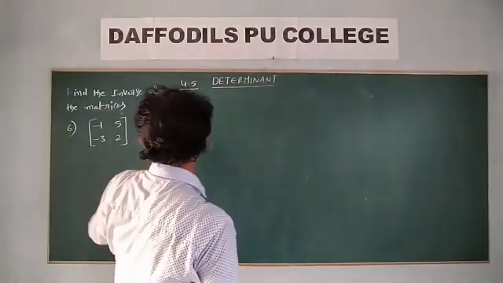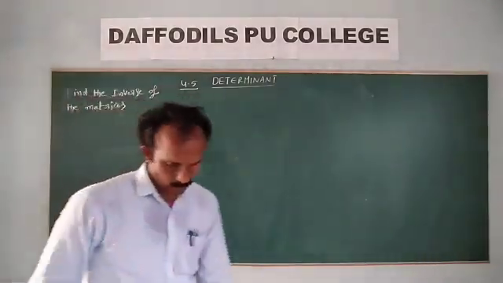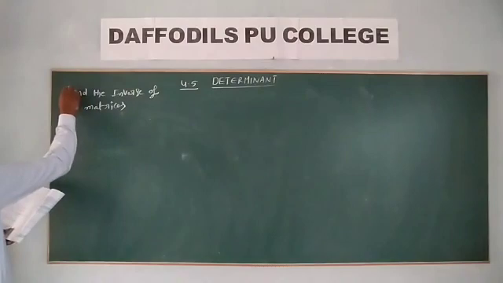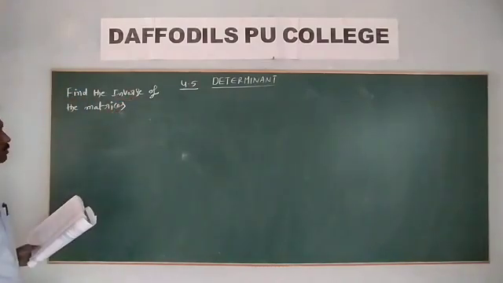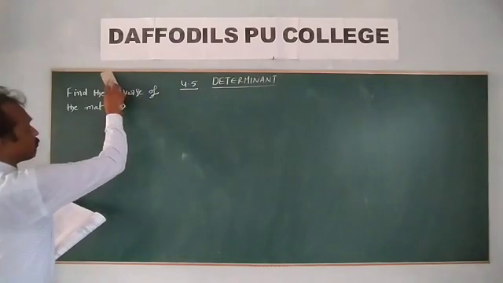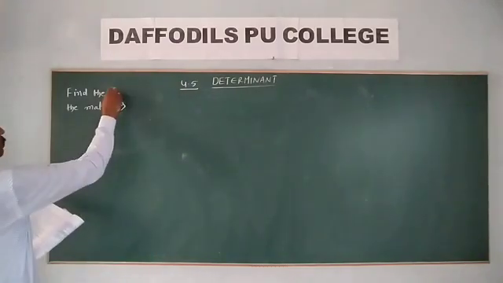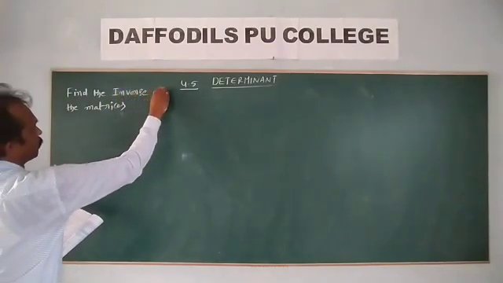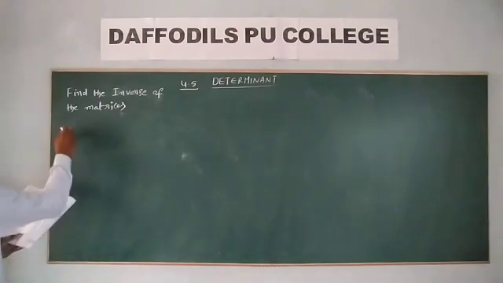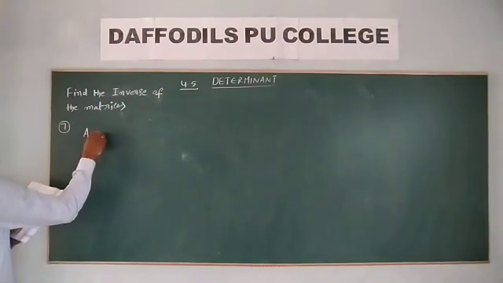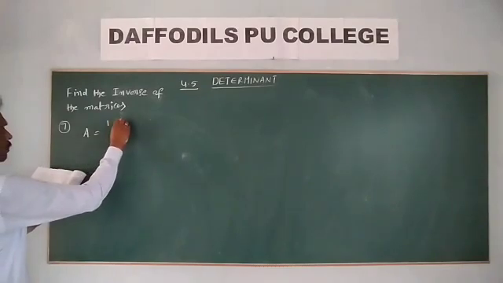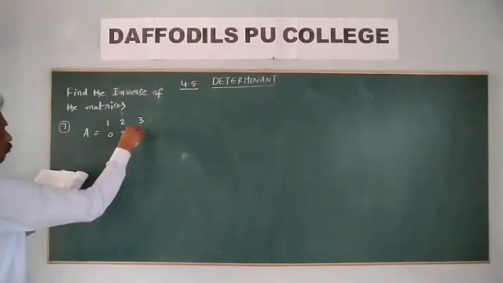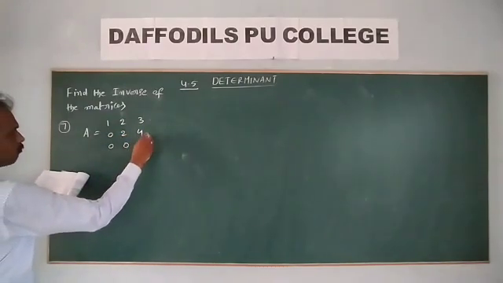Okay, take the next one. Seventh one. Find the inverse of the matrix. Seventh problem. Let A be equal to 1, 2, 3, 0, 2, 4, 0, 0, 5.